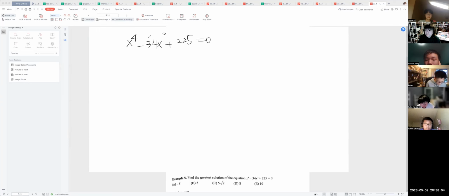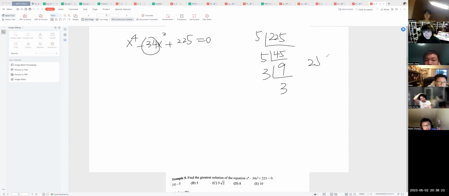Good job. Ivan found the answer before I announced it. Okay, so what does 225 equal? Divided by 5, 45, and divided by 5 again, 9, and 3 and 3, right? So what is 34? 25 plus 9. So basically it's x squared minus 25 and x squared minus 9 equals 0.